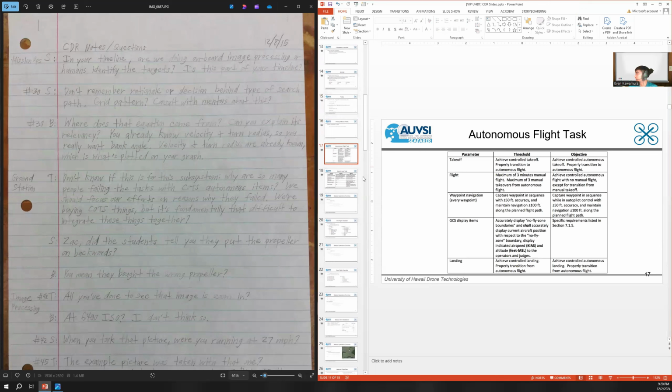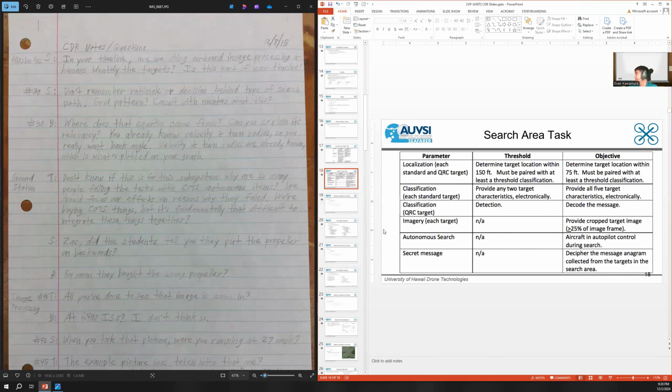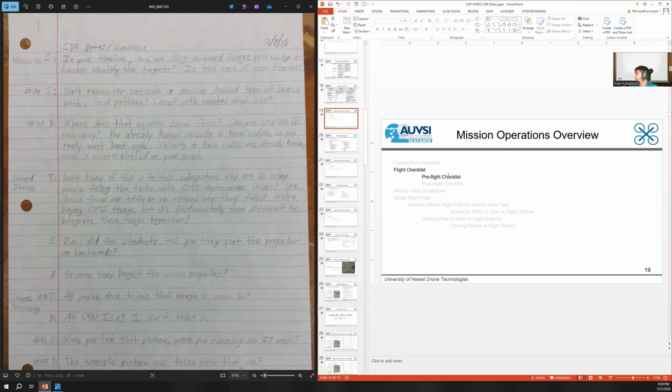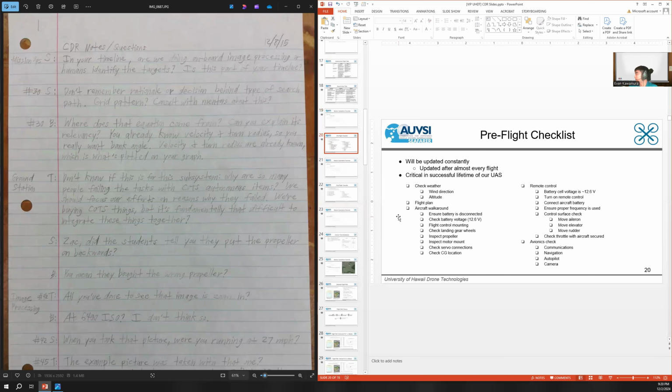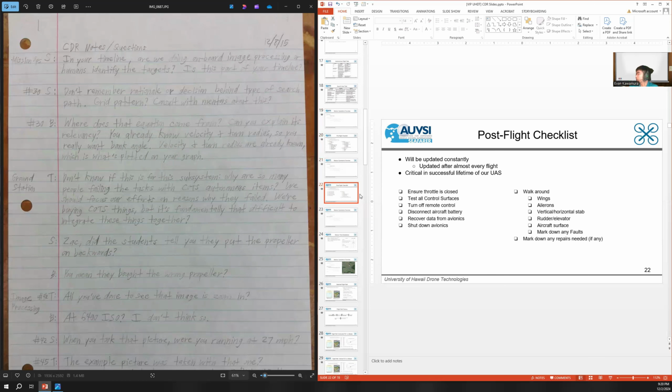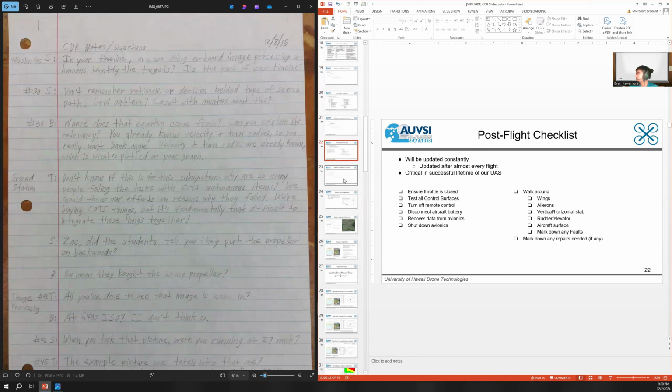Okay, so the autonomous flight task, that was one where we just go from waypoint to waypoint. Then there's a search area task, a large search area to find some targets and take pictures of, as we said before in the previous video. Then we talk about our flight checklist. So there's a pre-flight checklist, all the things we need to check before we actually go fly and do the mission. And then after that, we do the post-flight checklist. So after we land, what are the things we need to do as we shut down and clean up?